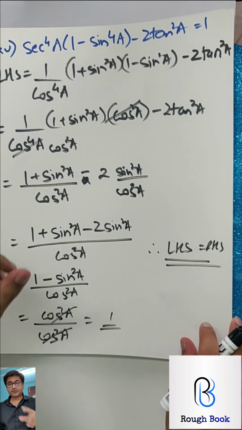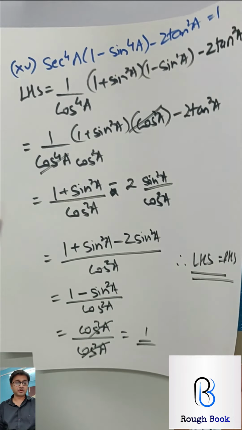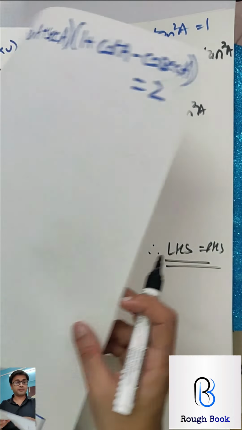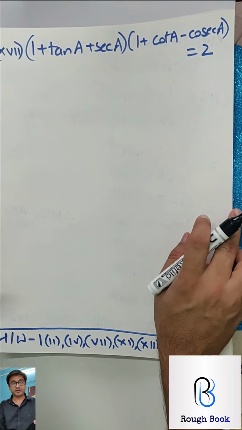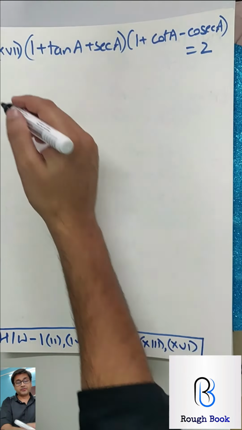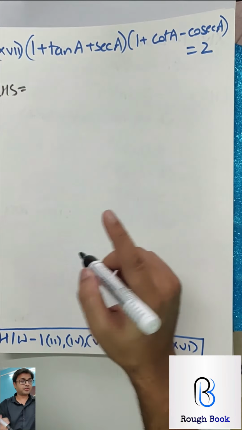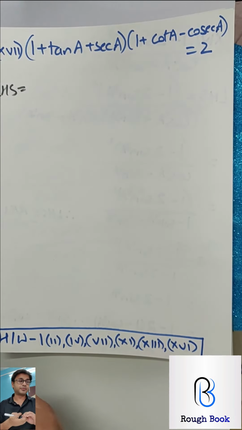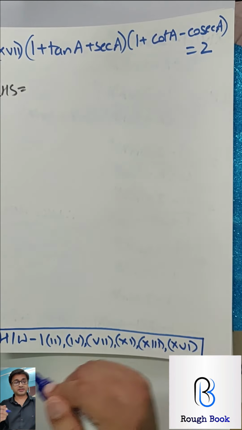Easy? How many of you are getting all these sums? Great job. Let's get into the last question, sum number 17, 1 plus 17. So pick up your LHS, convert everything into sine cos. Come on, pause the video, try on your own. I am 100% sure you will manage to get this answer.